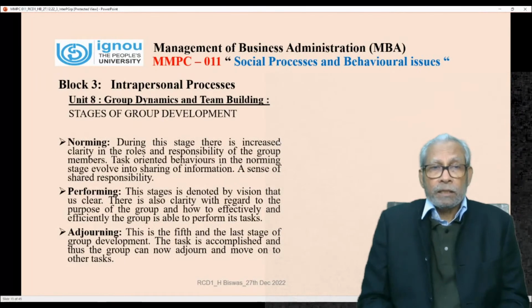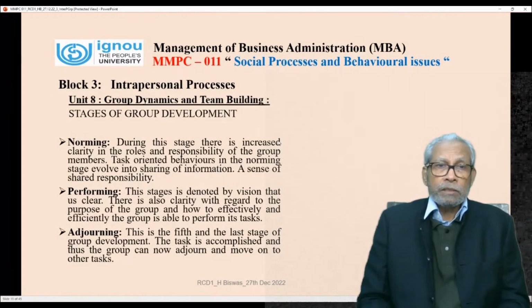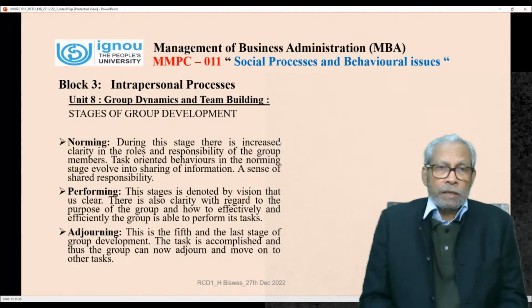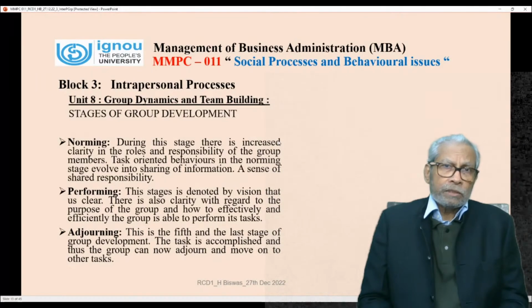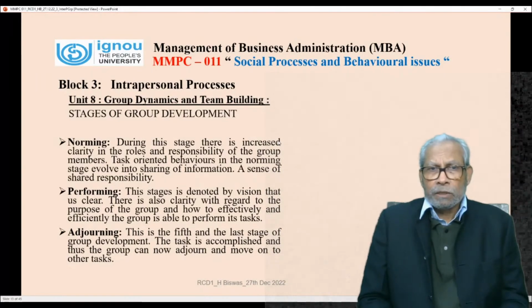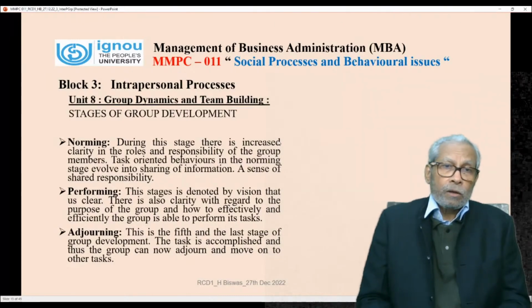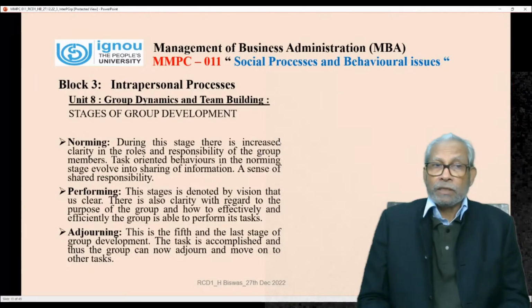Now, norming. This is another stage of the development. During this stage, there is increased clarity in the roles and responsibilities of the group members. Task-oriented behaviors in the norming stage evolve into sharing of information and a sense of shared responsibility. Because in this stage, you can actually define what the roles and different areas are. Before that, the storming part is over, and now we have to finalize the things. Roles and responsibilities have to be finalized.